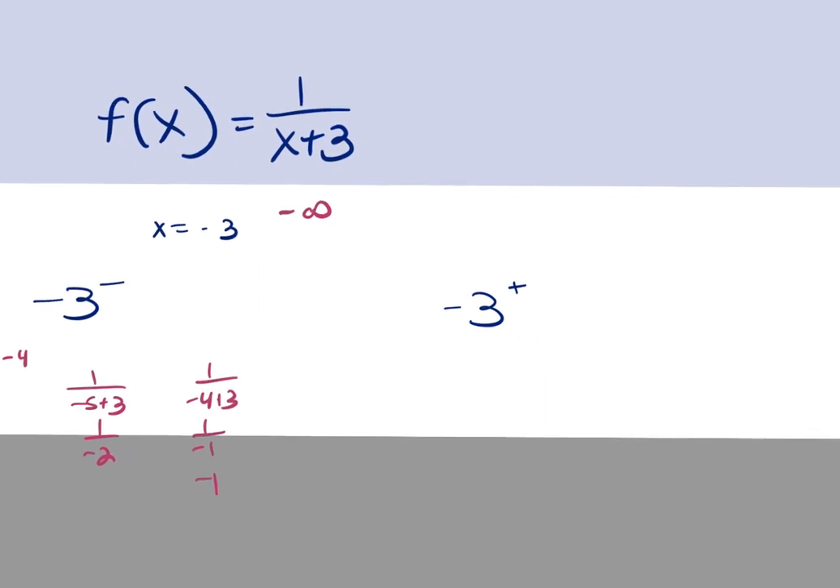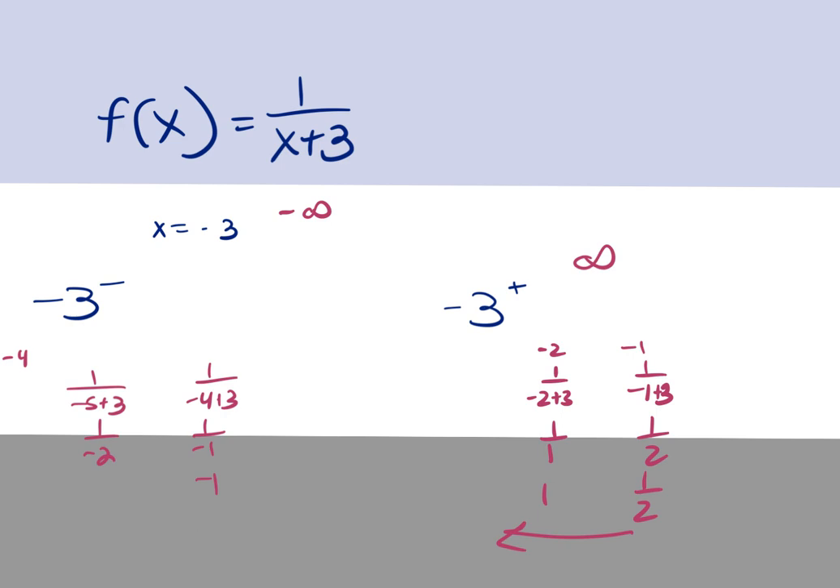If I come from the right, I want to plug in values that are bigger than -3. So -2, -1: I would get 1 over -2 plus 3, and 1 over -1 plus 3, 1 over 1, which is 1, and 1 over 2, which is 1/2. So as I'm getting closer to -3, what's happening to those numbers, from 1/2 to 1? Getting bigger. So that side of my limit would be positive infinity.